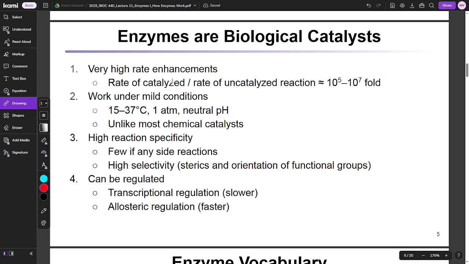This is just a nice little slide. I don't think it's really that important. Just know that they are biological catalysts, right? They do a lot of things. The rate of catalyzed reactions is just so much faster. It's not a million, it's 100,000 to 10 million times faster, right? They generally work under neutral-ish conditions, right? Neutral pH, 1 atm, and they have very high specificity.